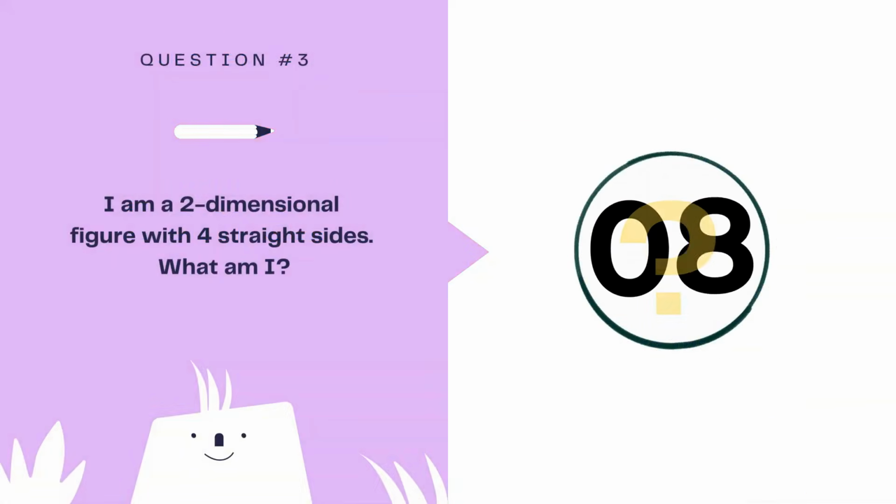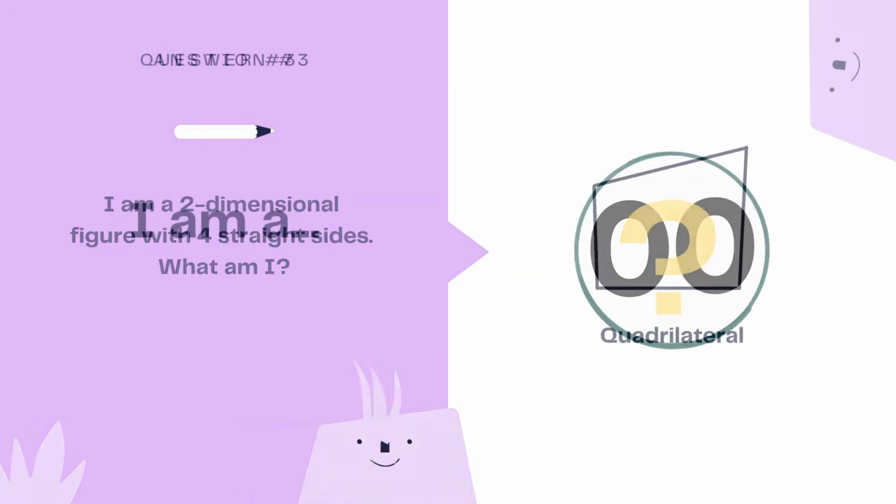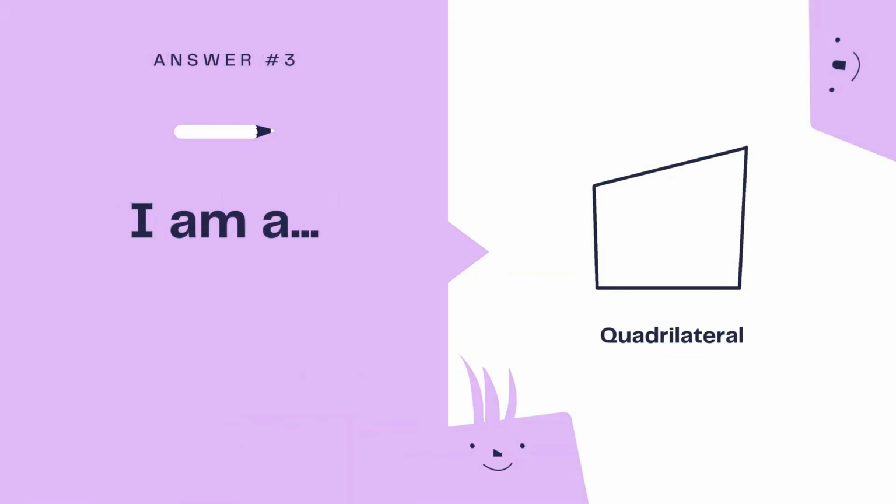I am a two-dimensional figure with four straight sides. What am I? 4, 3, 2, 1. I am a quadrilateral.